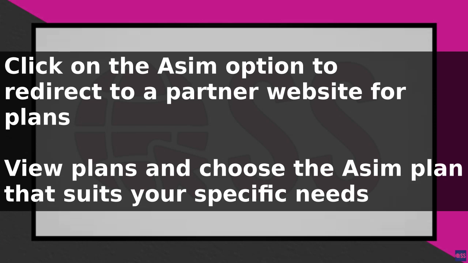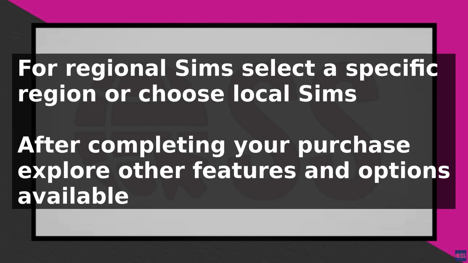On this partner website, you can view plans and choose the eSim plan that suits your needs, with options including local, regional, and global SIMs. For regional SIMs, you can select a specific region, while local SIMs are available for individual countries. After completing your purchase, you can explore other features and options on the website.